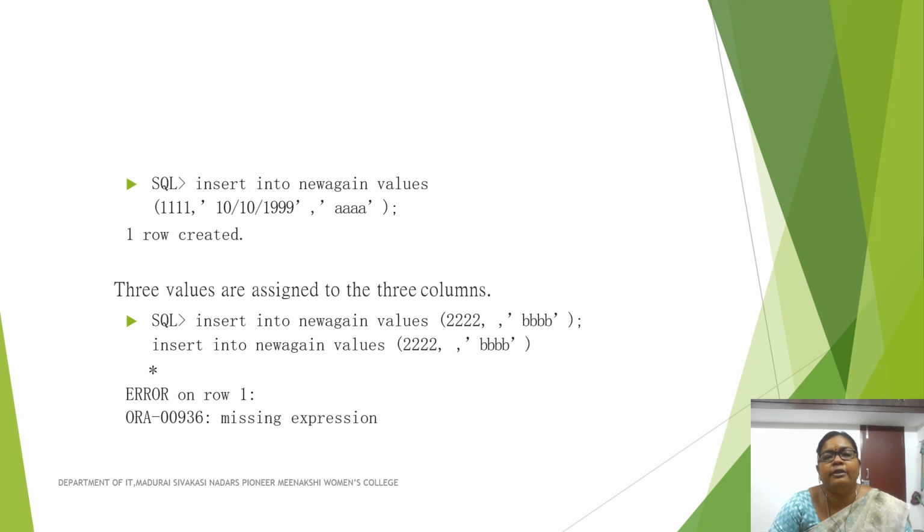Insert into new again values. I'm going to pass the values, but note that I'm not mentioning the second column input here. I just give a simple empty space followed by the comma, and then I'm giving the third column data. This is the command I'm going to execute. Unfortunately, it shows an error. This is the error message which should be shown: insert into new again values, followed by the data. Error on row 1, missing expression. So how are we going to solve this error? We will discuss it in the next slide.